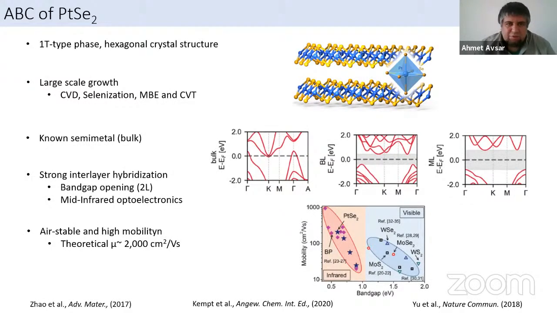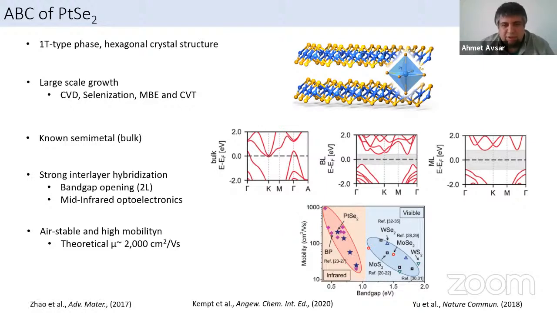And another promising thing about this material is it's expected to have very high mobilities. So it has a sizable band gap and high mobility, which could be quite interesting for transistor applications. And here you can already see that platinum selenide is falling into the category with black phosphorus.